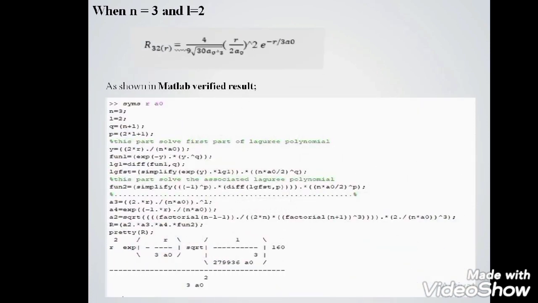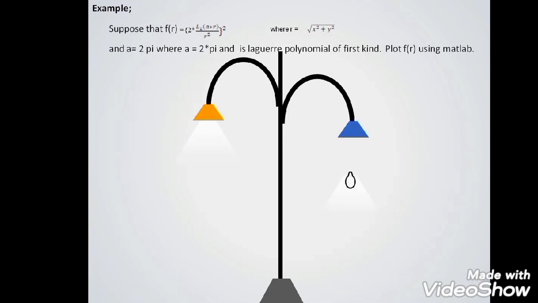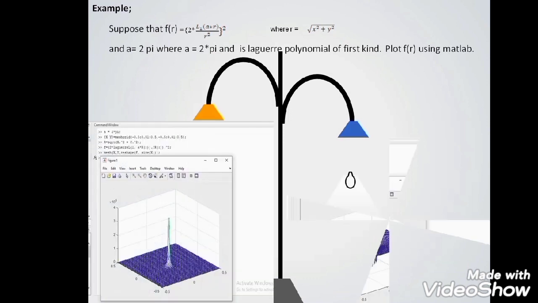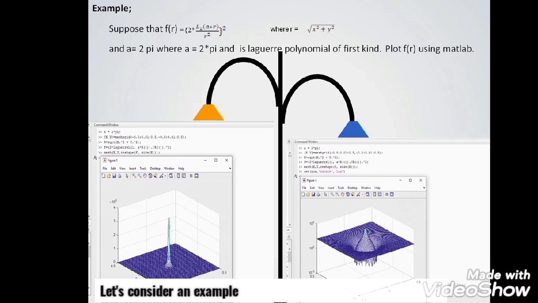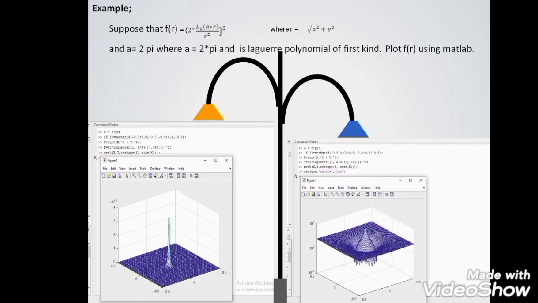As you can see, by changing the values of n and L, we can get different results for the radial wave function of the hydrogen atom. Now let us consider another example. Suppose that we are provided with this function, and in this function a is equal to 2 pi, and it is the Laguerre polynomial of the first kind, and we need to plot f of r using MATLAB.